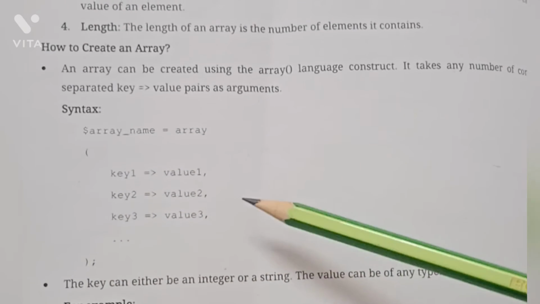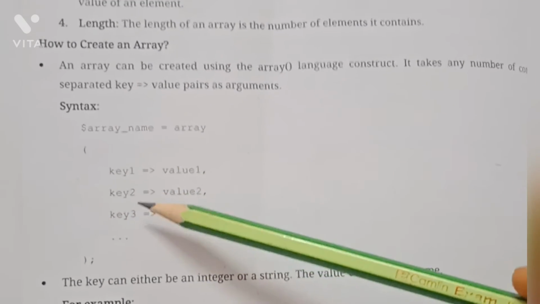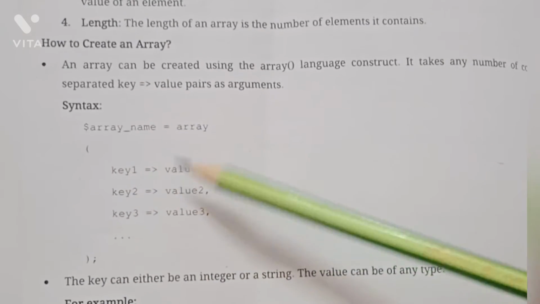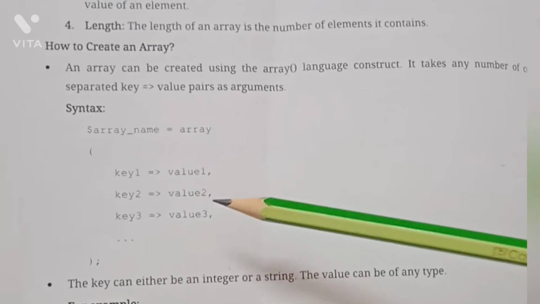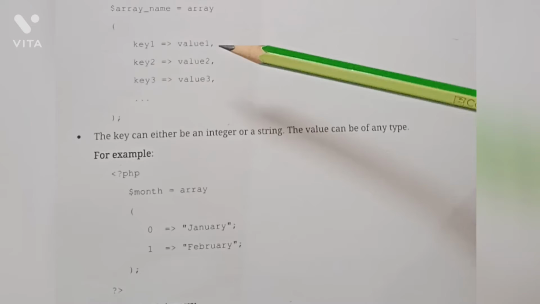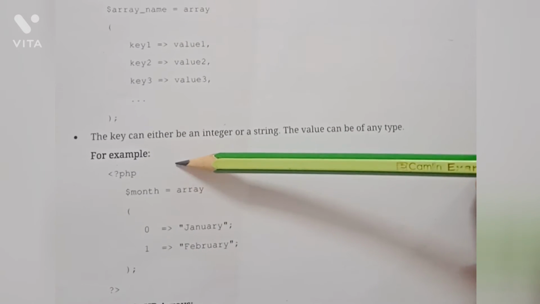semicolon. Here key, that is key 1, 2, 3 can either be an integer or a string. The value, that is value 1, value 2 and value 3 can be of any type. Let's see example. Look at this example below.